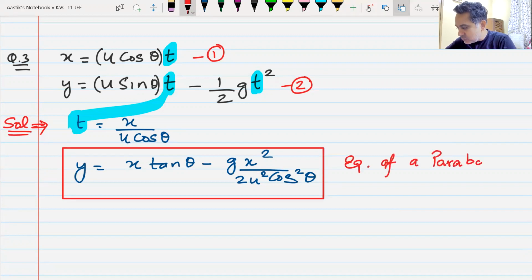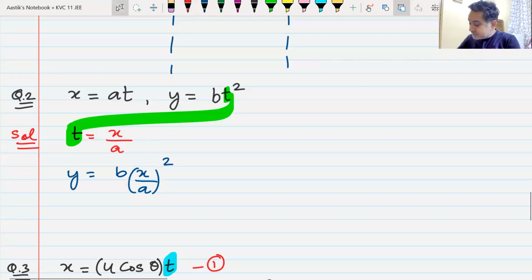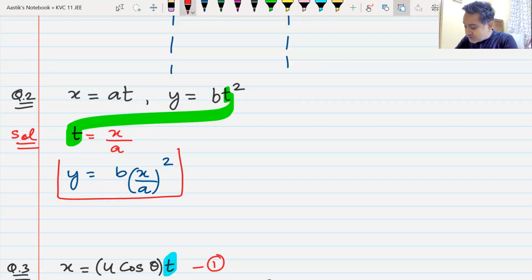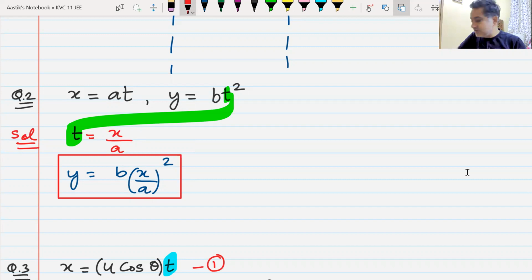This is the equation of a parabola. The path is parabolic. When y is of first order and x is of second order, or the reverse, x is of first order, y is of second order, the equation is the equation of a parabola. Similarly, this question that we did also was an equation of a parabola. Y was linear, x was quadratic. This is the equation of a parabola.